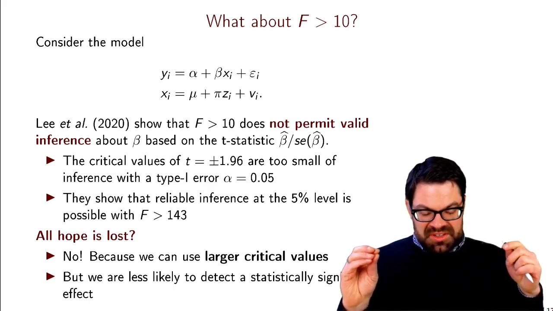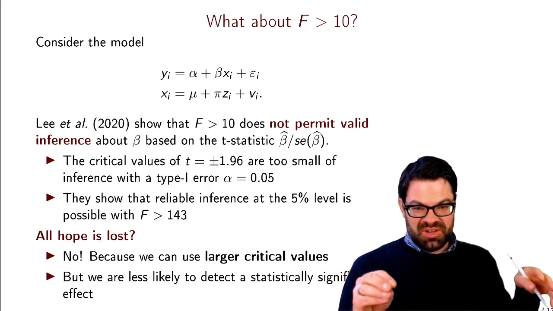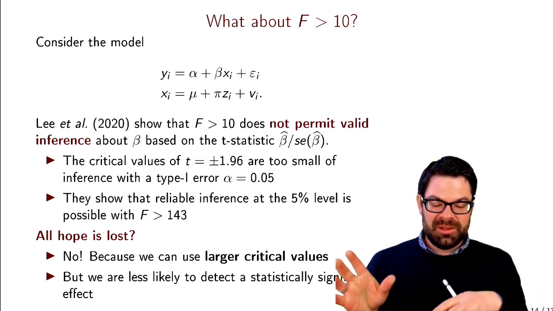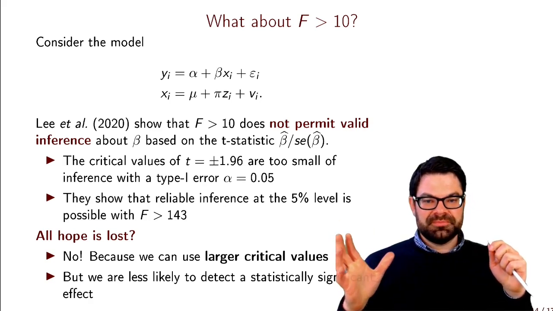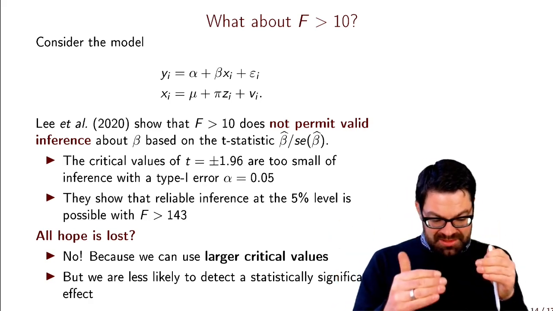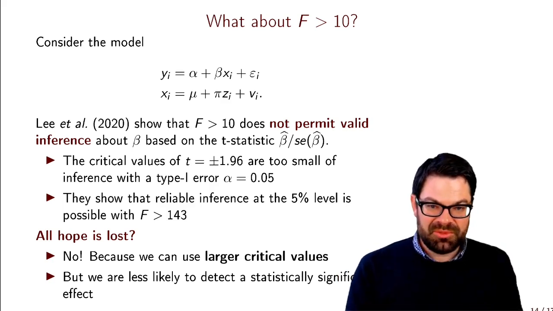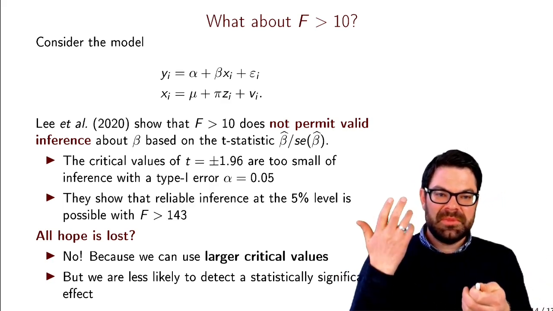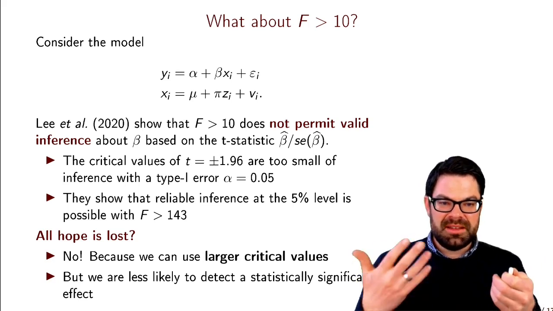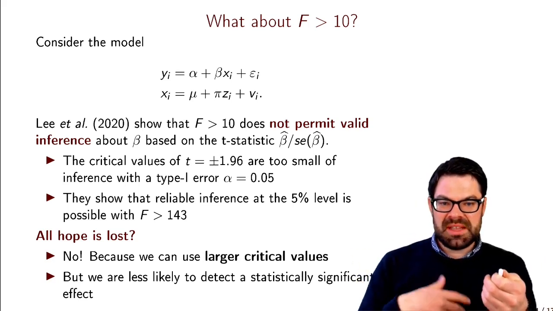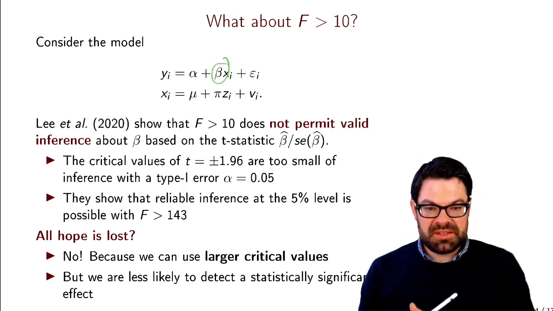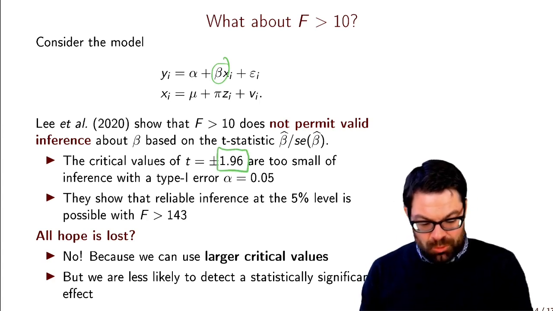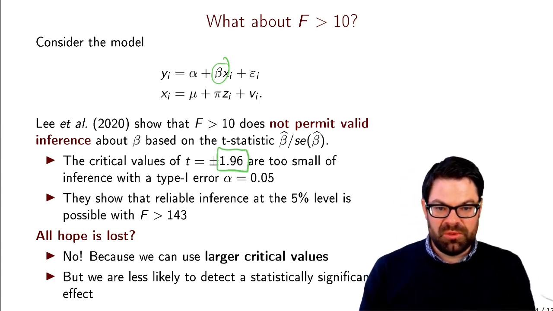Now, there was another wake-up call, and even a much stronger one, by Lee et al. in a paper that came out recently, who looked at the practice of most applied econometricians of using that rule of F greater than 10. Once that's the case, they simply draw inference on the parameter beta using the conventional critical values for whatever significance level they want, so 1.96 for a significance level of 5%.